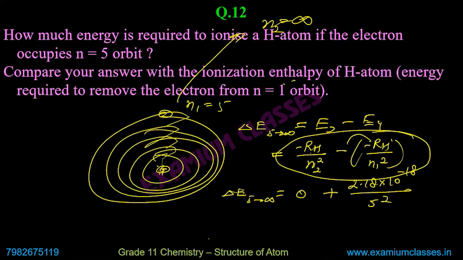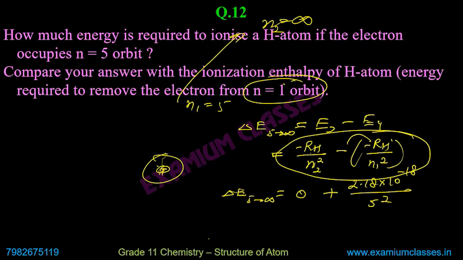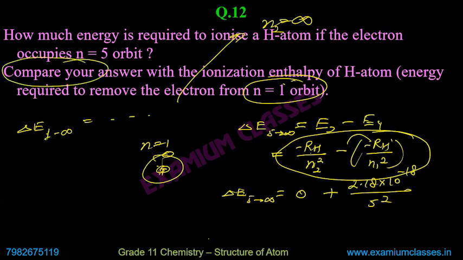Now in the second case, it is written that you have to move it from the first orbit. So instead of fifth, it is in n equals 1. The same thing you will do, but in this case, n1 will be 1, n2 will be infinity. So you will get another delta E from 1 to infinity. Now for the comparison part, you will say the ratio of the ionization enthalpy when it is 1. So when you compare, you will compare E1 to infinity divided by E5.